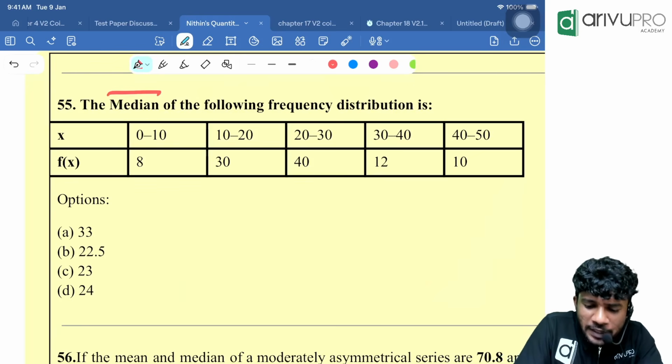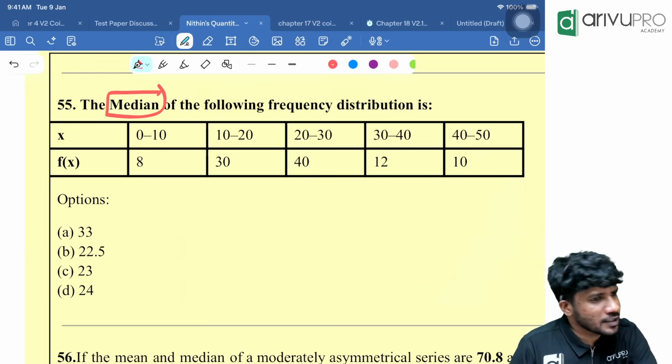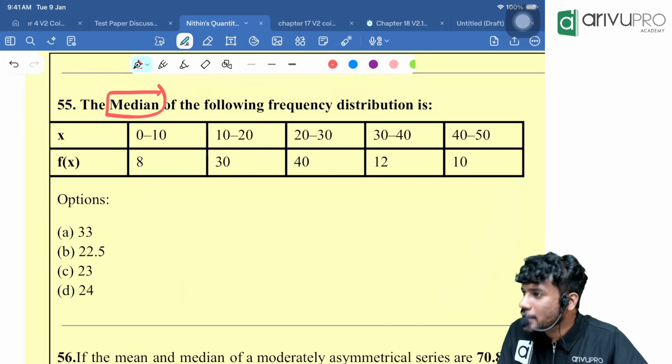People, median. How are you going to do the median? After that we will do more, then we will finish it. Then if something is there, I will revise it again in the future. Okay. How to find the median?